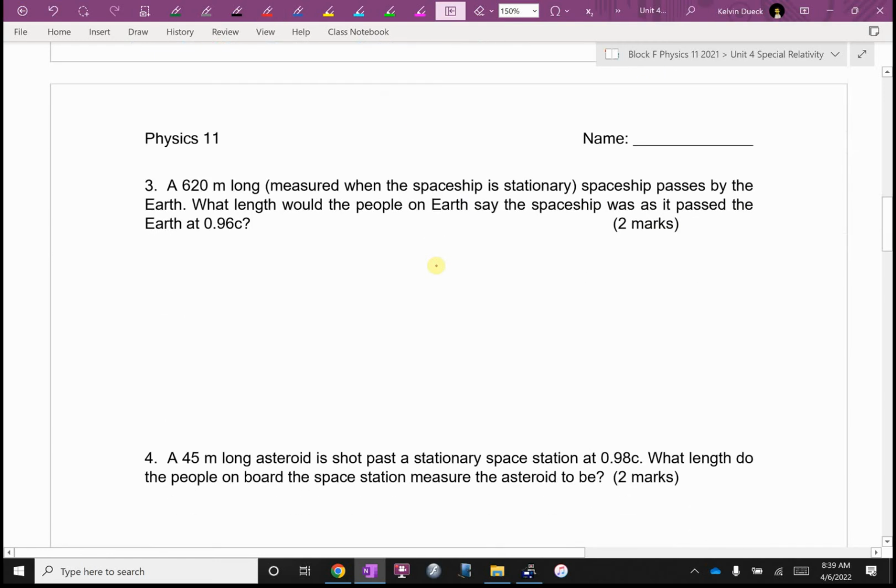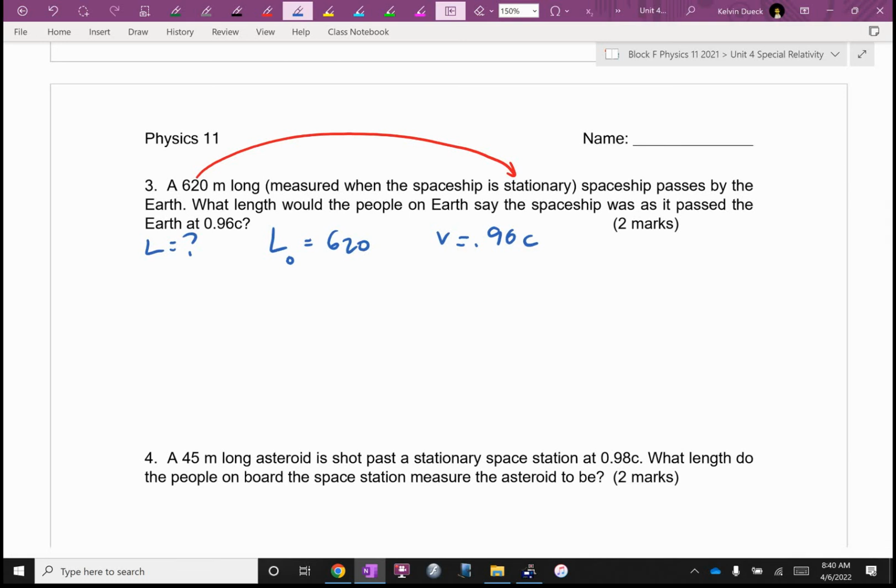Now we got into the special relativity stuff. Here I see length, so I need to ask, are they asking me to find L or L0? Well, this 620 is when it was stationary. That must mean that that's L0. Stationary is at rest. So I said, they're asking me to find L. V is 0.96c. What's the equation for L? Is it L0 times the square root, or is it L divided by the square root? I think it's this one, yeah?